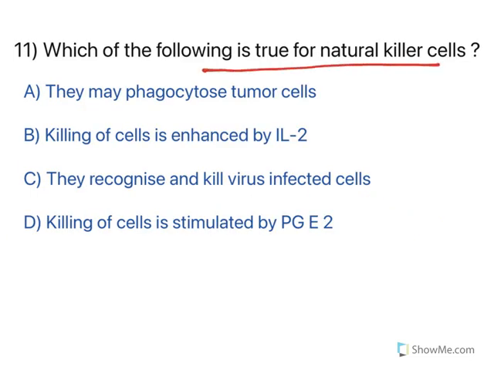Which of the following is true for natural killer cells? See, the best one is they recognize and kill virus infected cells. So this is the popular one. This is the correct one. So they recognize and kill virus infected cells.